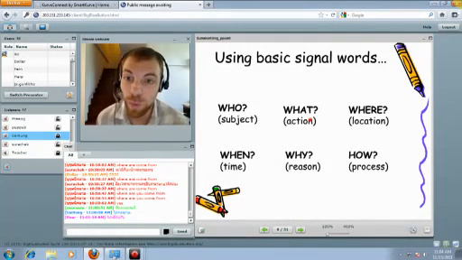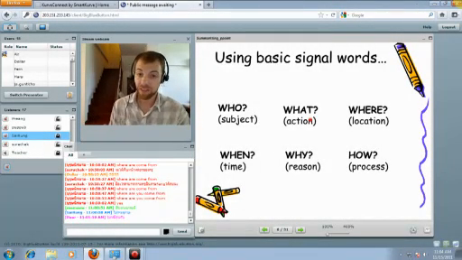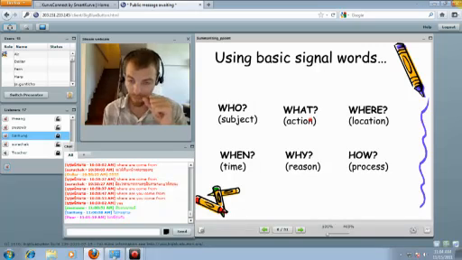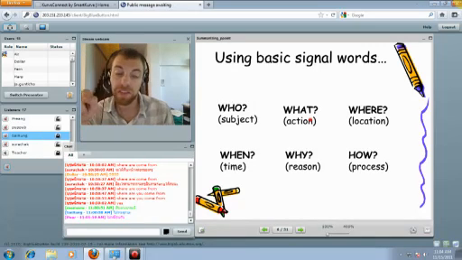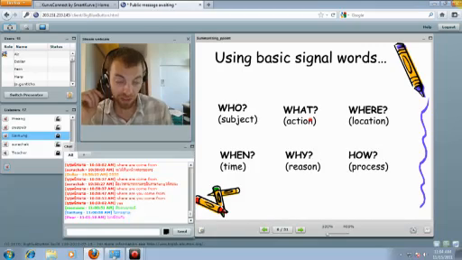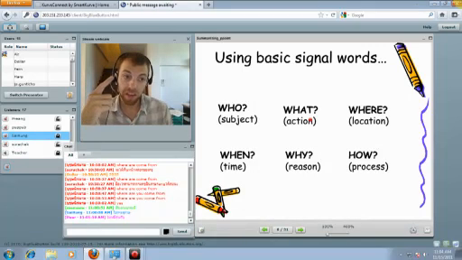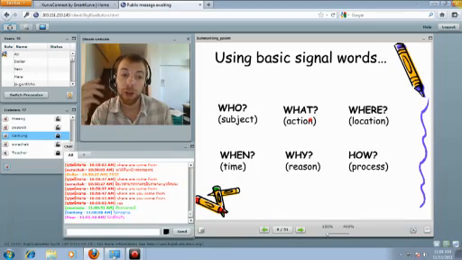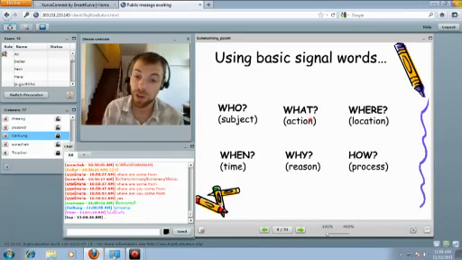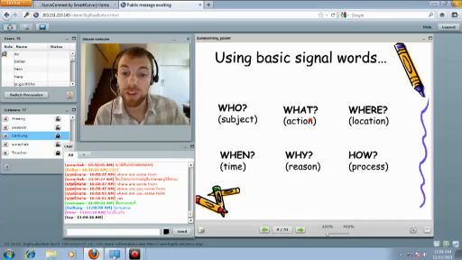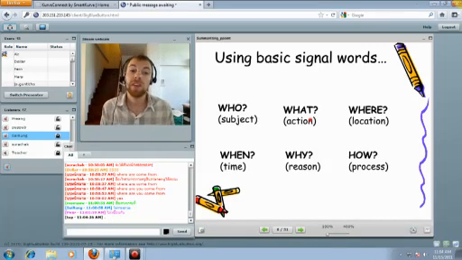So we are going to use basic signal words. These are the 6 parts of any story, any paper, any speech. Very important. And when we summarize, we need to know each of these 6 things to help us make it very clear and understand what we're talking about. Okay? So first, who? Who is it about?